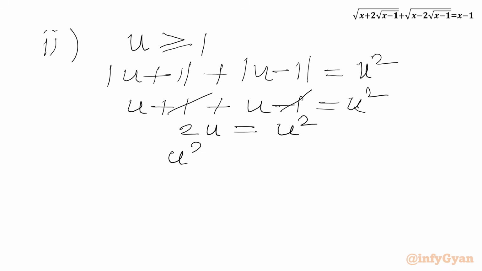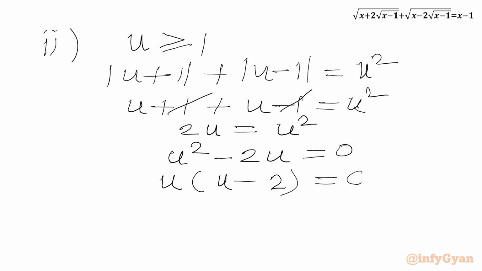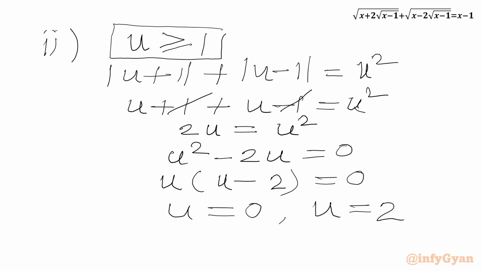Or we can take all the terms to RHS: u square minus 2u equal to 0. We can take u common out. So in the bracket we will write u minus 2 equal to 0. So from here we will be getting u equal to 0, u equal to 2. Now we have to check as per our condition. u should be greater than or equal to 1. On this ground we will reject u equal to 0. So we are going to accept u equal to 2.